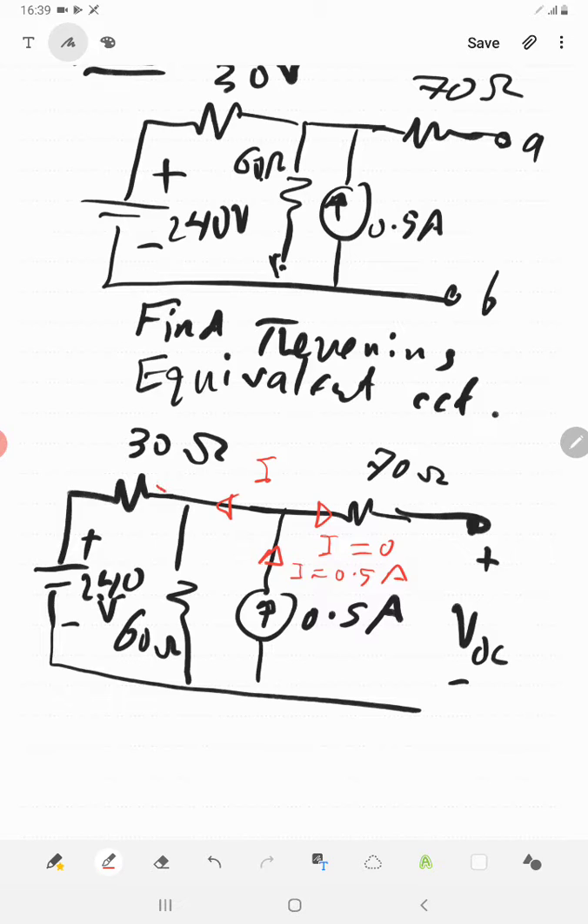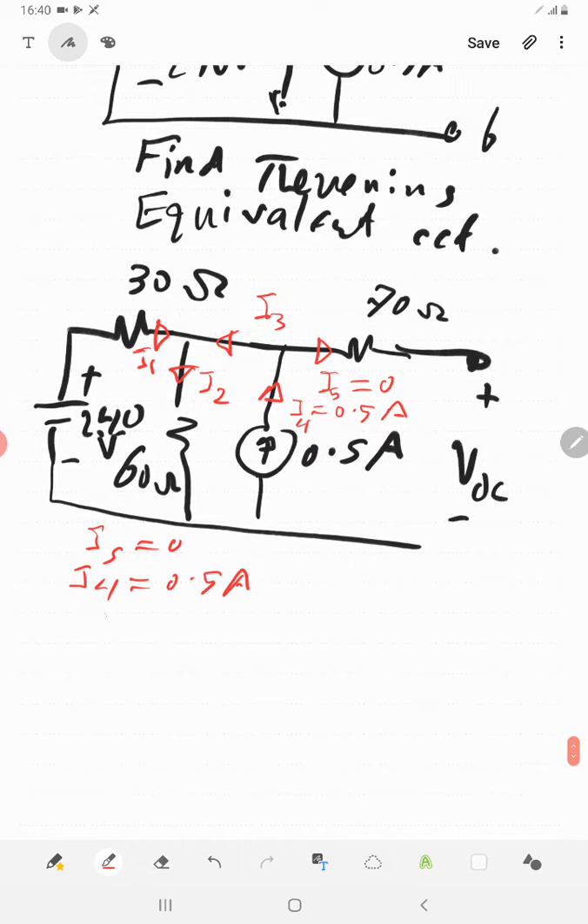And let's assume here we have I1 and we have I2 here. Let's say this is I3, this is I4, this is I5. Now we know I5 equals 0. I4 equals 0.5 amps. Now what is I3? I3 equals also 0.5 amps. Why? Because I4 will be distributed to I5 and I3, but I5 is 0, so I3 is equal to I4.